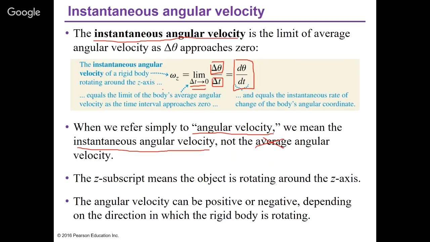Here we have the z subscript, which means the object is revolving around the z-axis that we defined. Angular velocity, as we just talked about, can be positive or negative, depending on the direction in which the rigid body is rotating. We'll talk about that in the next couple of slides. So far we've talked about angular displacement and how it is defined in an angular coordinate.